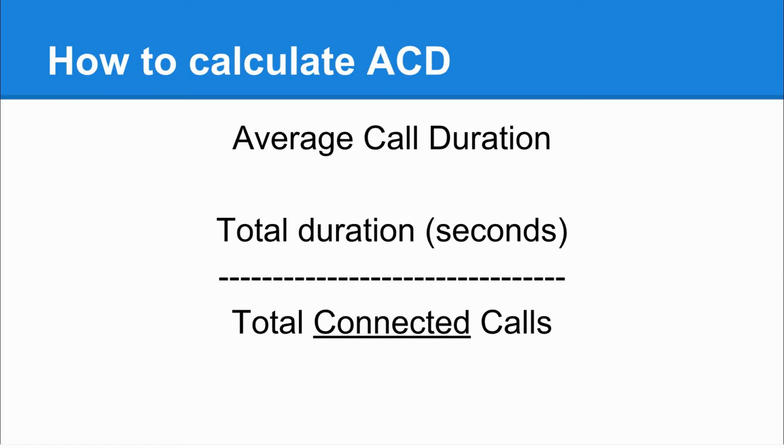Next we have ACD, which is average call duration. The total duration in seconds divided by the total connected calls. This will give you a figure that's measured in seconds. Some providers don't use connected calls, they use total call attempts. This lowers the overall ACD metric that you'll have. I personally don't think this is a good idea because it convolutes the metrics between ASR and ACD.